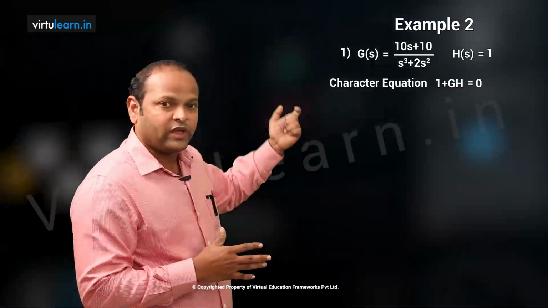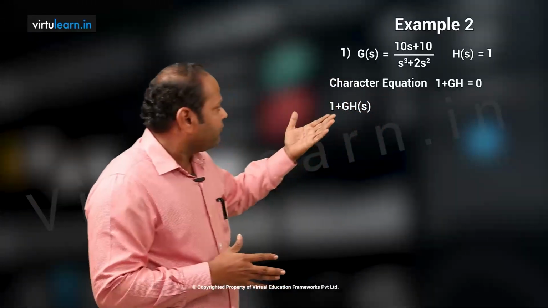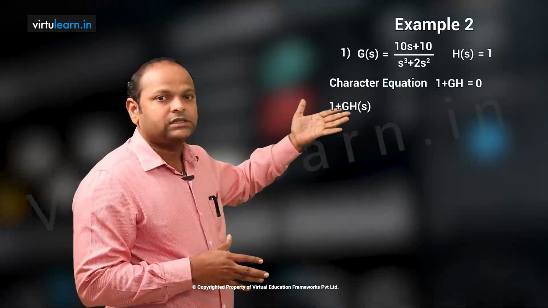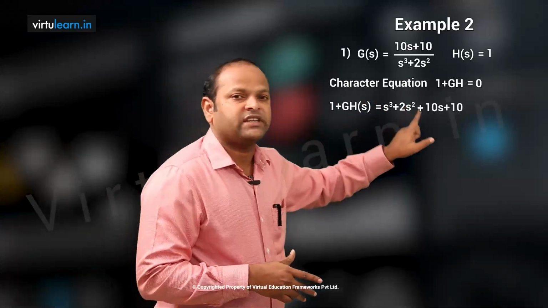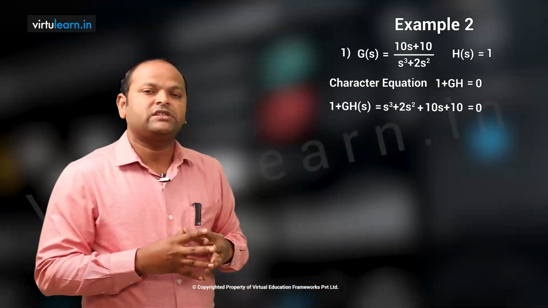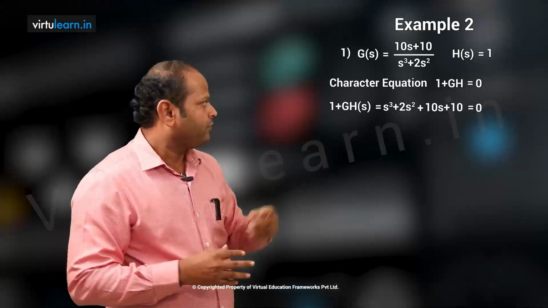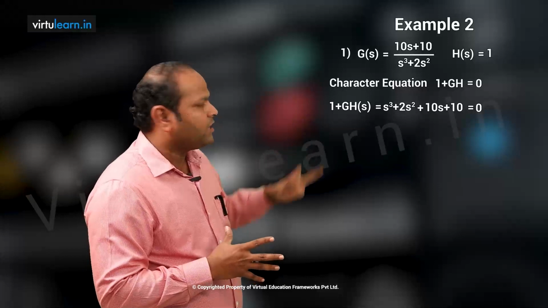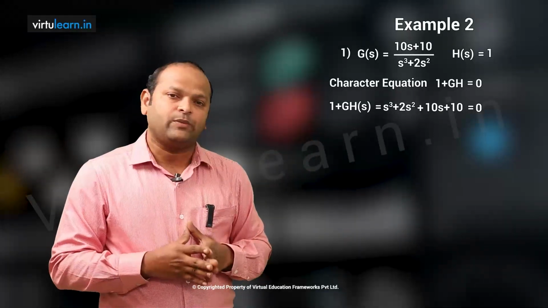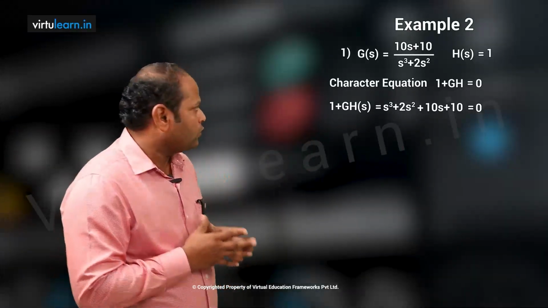So I am writing the same thing, 1 + GH = 0. Therefore, you will be getting it as s cube + 2s square + 10s + 10 = 0. This is the characteristic equation. The highest degree is 3. Therefore, we can easily form the Routh array. Then we can find the stability of the system. Let us see how to do that.